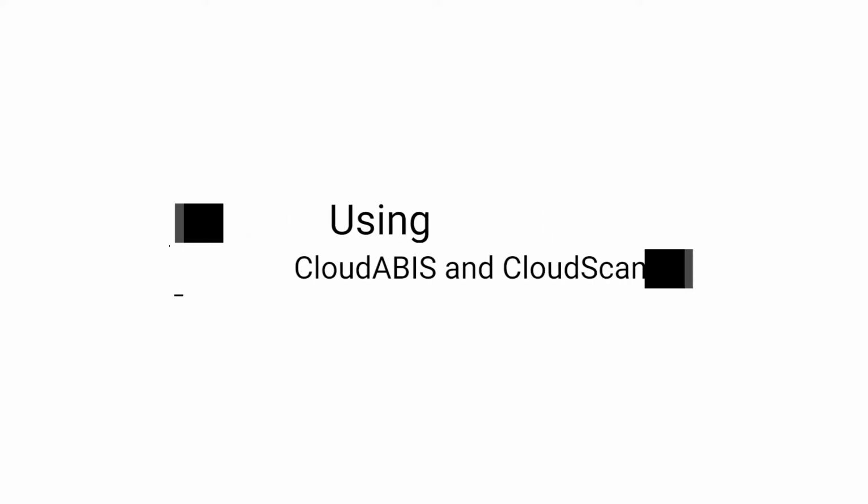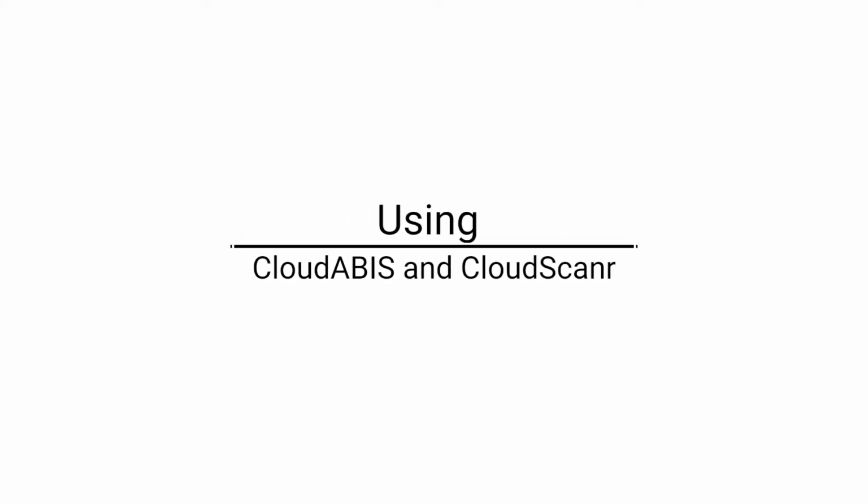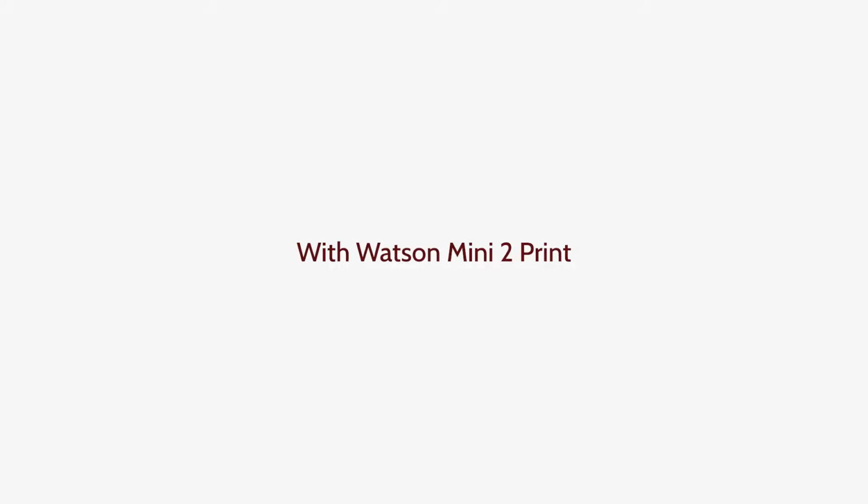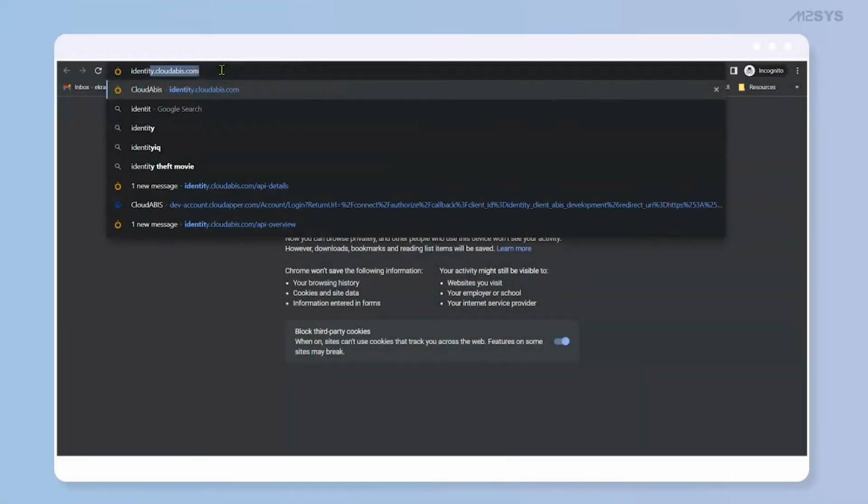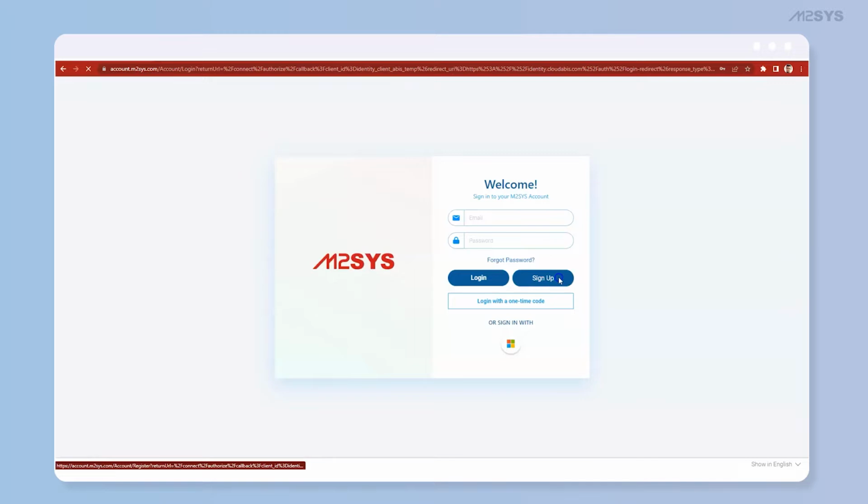Today we will show you how to use CloudABIS and CloudScanr with Watson Mini 2print. First, go to our website identity.cloudabis.com and click on sign up.